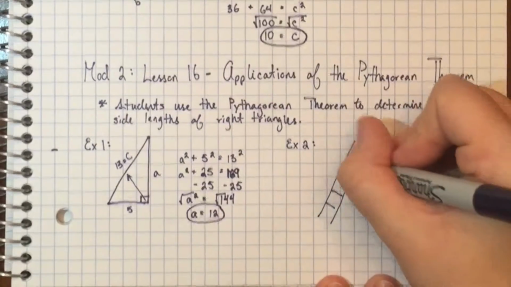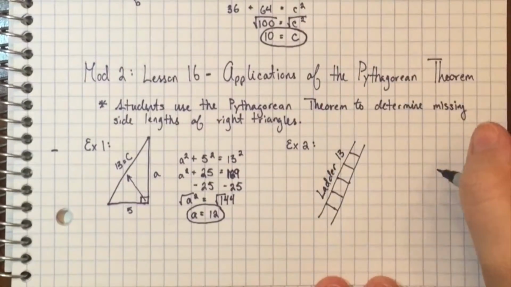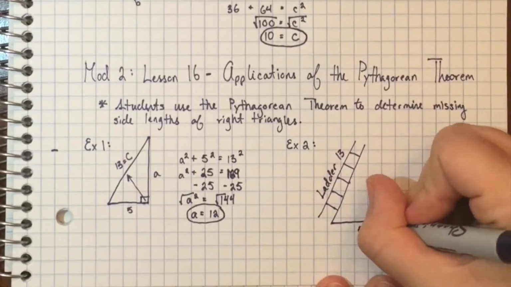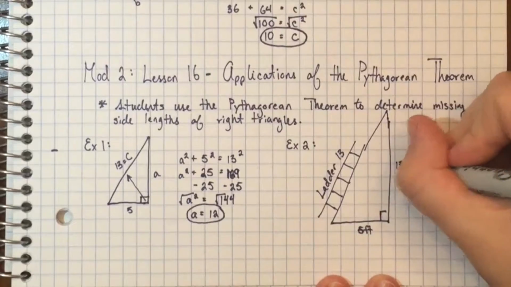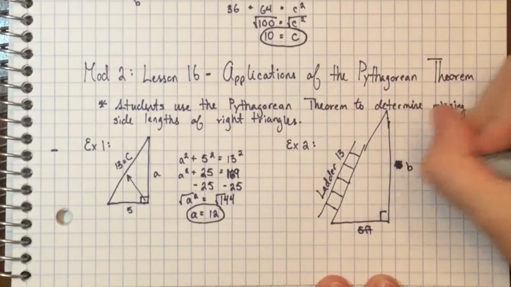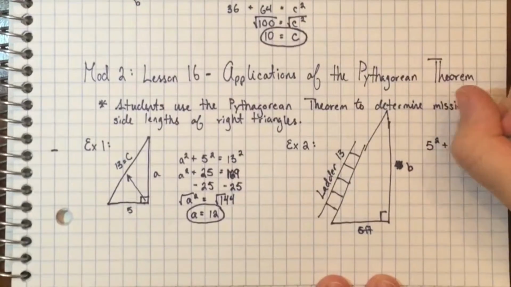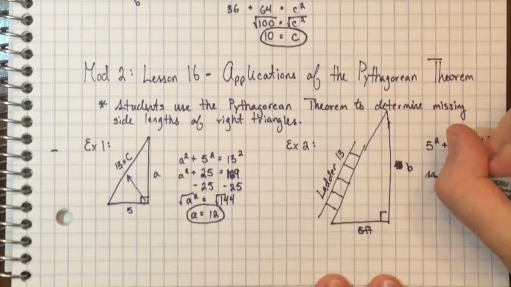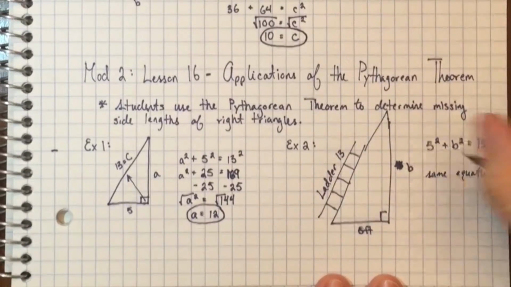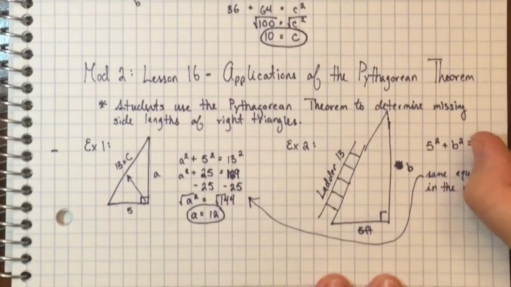Example 2 is the same scenario, but let's think we had a ladder leaning against a building, and the base of that ladder was 5 feet from the building, and I want to know how high on the wall will my ladder touch. So again, this is the same problem. I know one leg and I know the hypotenuse. I'm just looking at it in the context of the real world.